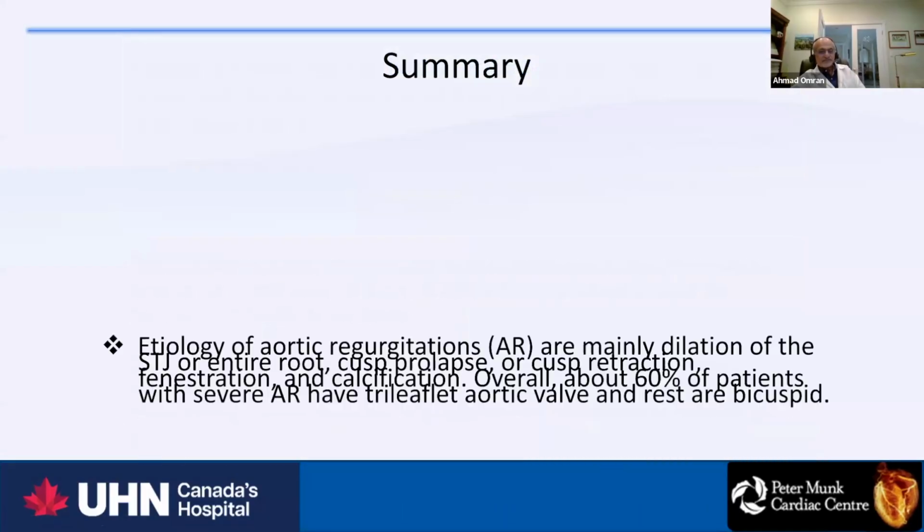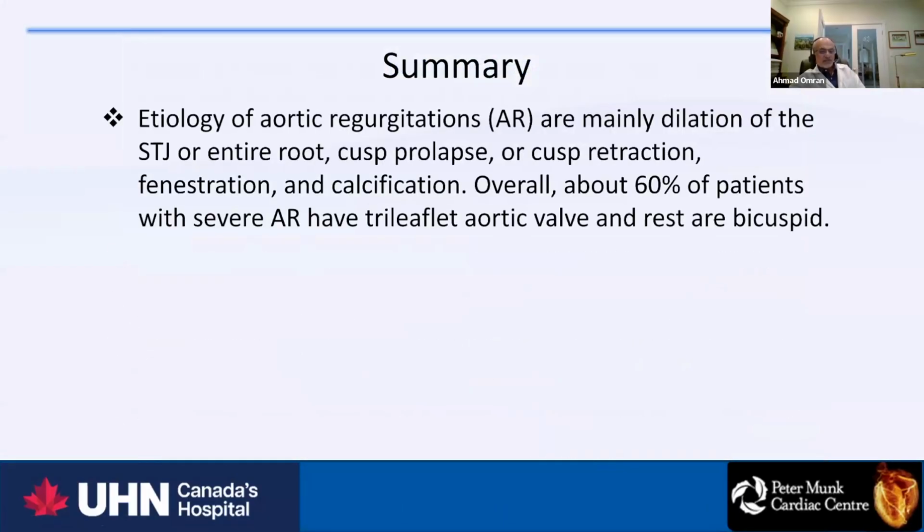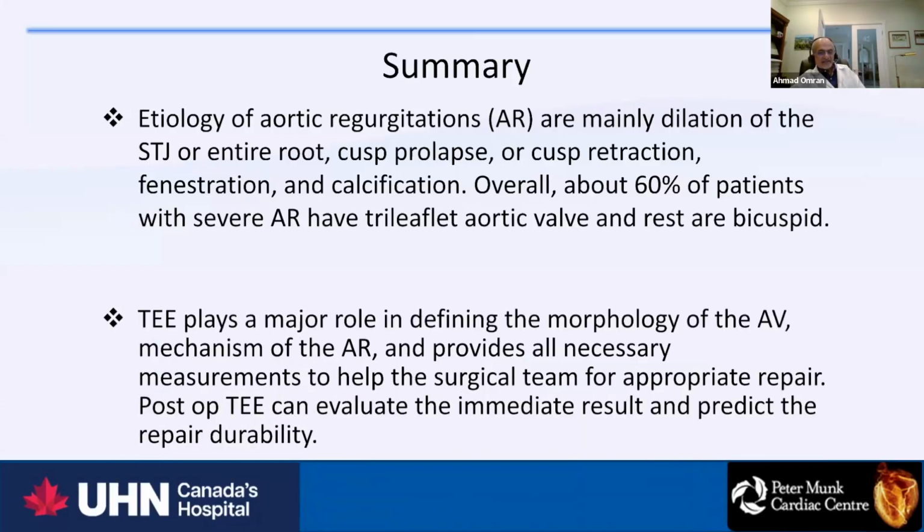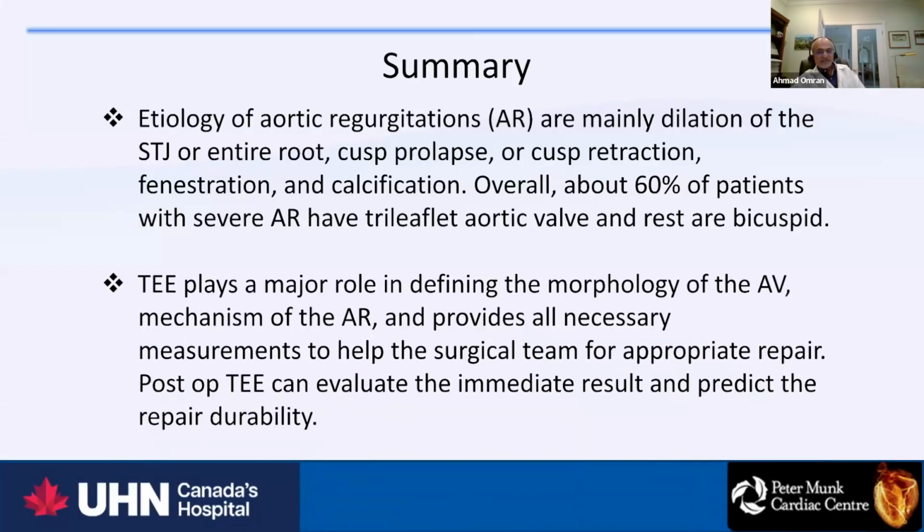So in summary, the etiologies of the aortic regurgitation are mainly dilatation of the STJ or entire root, cusp prolapse or cusp retraction, fenestration and calcification. All of this can be diagnosed by echo pre-op. Overall, about 60% of patients with severe AI have a tri-leaflet valve. The rest have a bicuspid valve. And as I said, the chance of a tricuspid valve being repaired is above 90% and bicuspid above 70%. But it should be in a dedicated center.